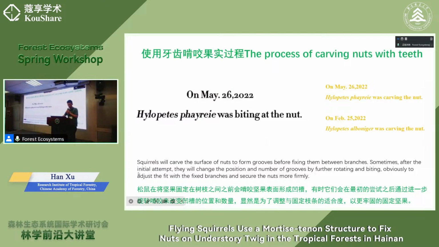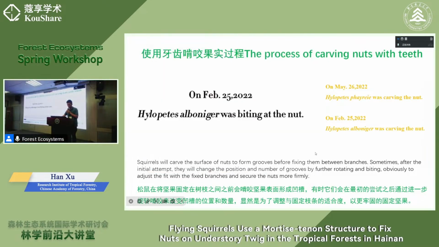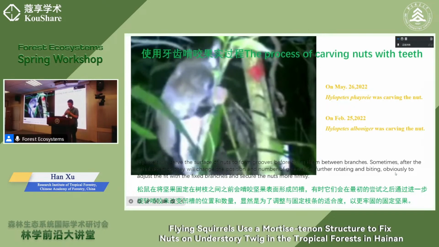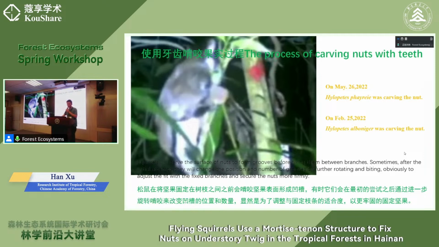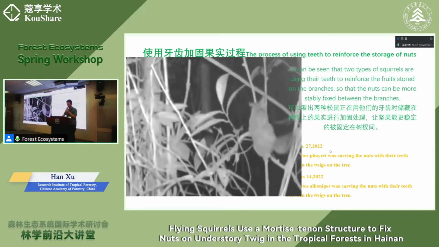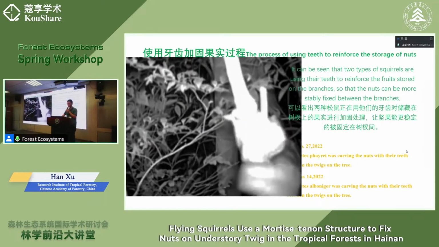I will also show you videos of how the squirrels cover the nuts with their teeth. This is the squirrel. They were covering the nuts. They will try several times to fix the nuts between the twigs. This is the process of using teeth to reinforce the storage of the nuts. You can see that these two types of squirrels are using their teeth to reinforce the fruit stored on the branch so that the nuts can be more stably fixed between the branches.